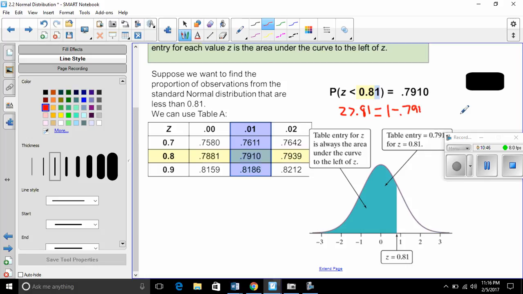And we could get the area to the right. So just keep in mind that the area on the table is always to the left, and we have to subtract from 1 to get the area to the right. Let's look at this a little bit more.